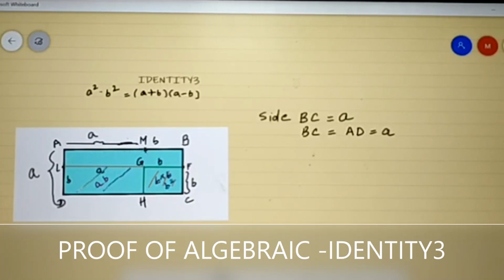And now coming to this portion, this is also a rectangle. Let's see what is the length and the breadth of this rectangle ABFL. You can see here this is A and this is B. So obviously AB length is A plus B. And now what is the length of BF, which is the breadth of this rectangle ABFL?